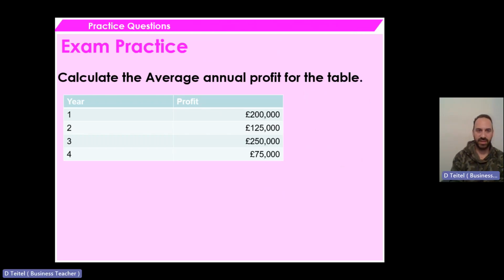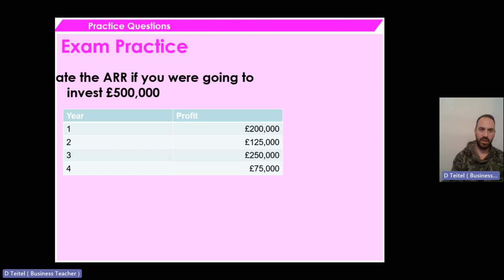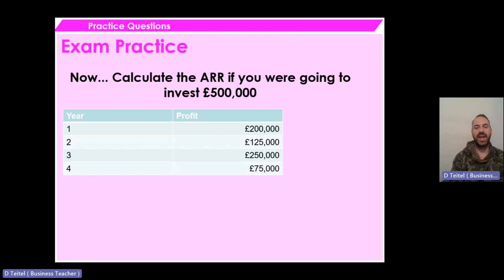Okay, so let's do a practice of these. I want you to calculate the average annual profit for this data. Just pause the video here. It's 2 marks. All right, let's get going. Now, calculate the ARR if you invest 1,000. Again, this is another 2 marks. So pause the video here and let's get going.